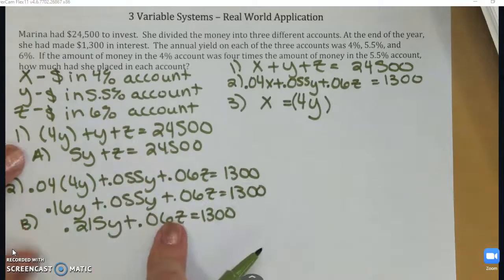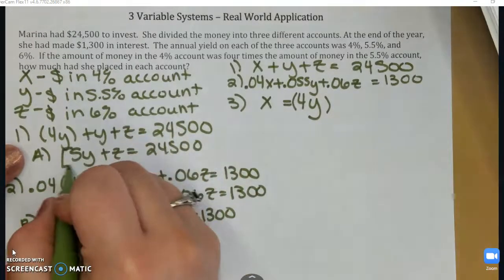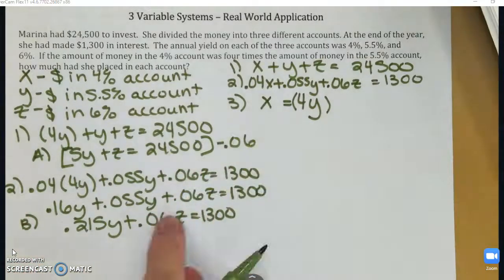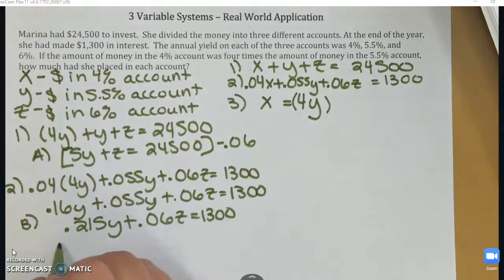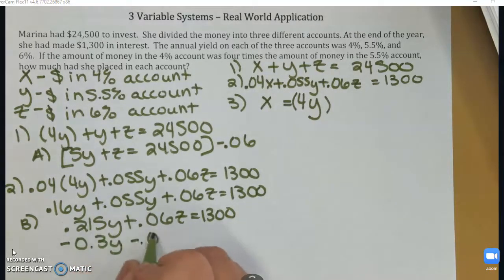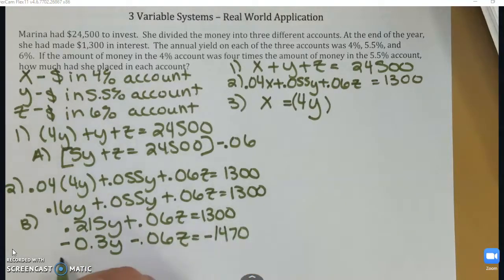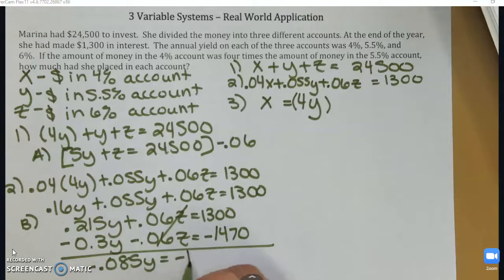Well, I'm going to go ahead and use elimination here. I've got Z and 0.06z. So if I multiply equation A by negative 0.06, my Z's will cancel. So what that's going to get me is negative 0.3y minus 0.06z equals negative 1,470. Combine my like terms, negative 0.085y equals negative 170. Divide, and I get that y is 2,000. So there's my first variable.